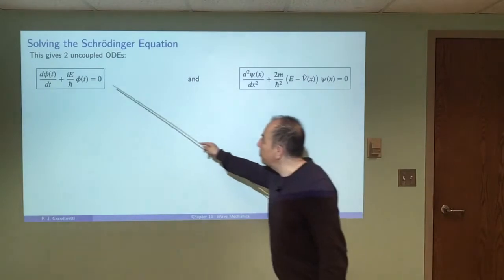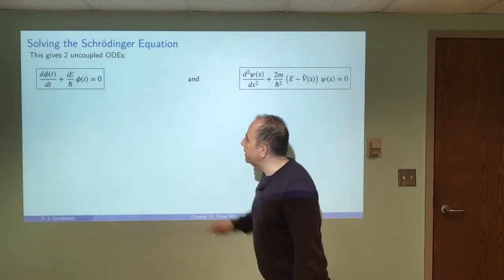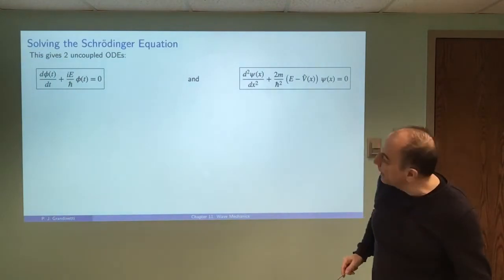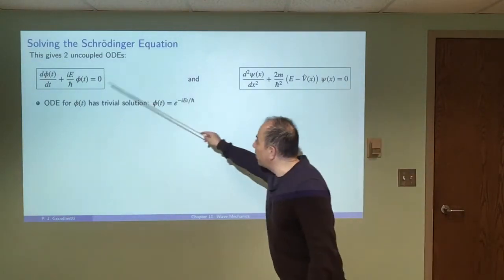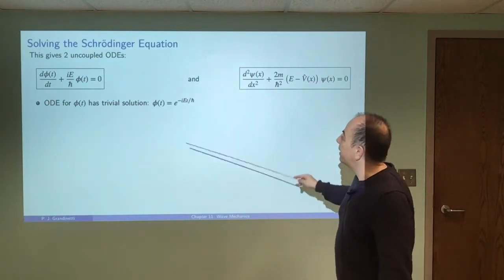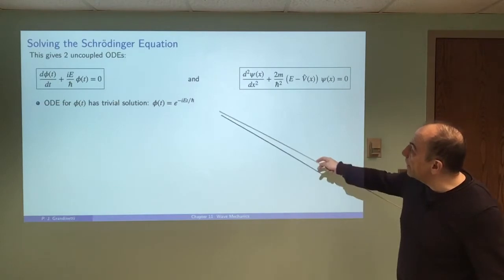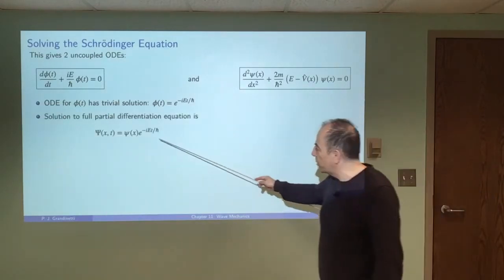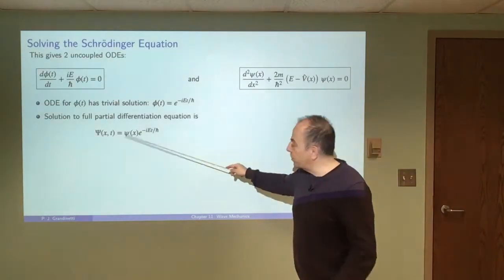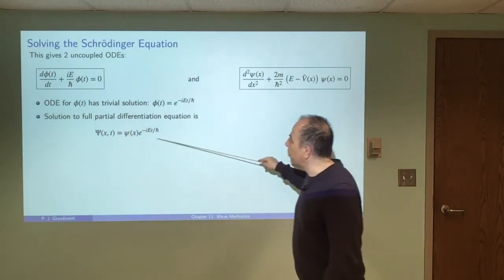So here are my two uncoupled ordinary differential equations. We'll start with this one over here, the time-dependent part, which is fairly simple. You can see right away that this one has a trivial solution, which is e to the minus i E t over h bar. And when you plug that back into the total solution, where you multiply it times the yet-to-be-determined position-dependent part, we get this for the total wave function.